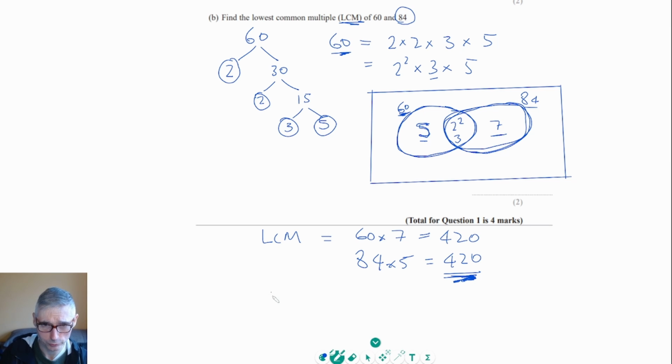But just out of interest, whilst we're on this one, if we wanted to find the HCF, which is the highest common factor, which means what's the highest number that will go into the 60 and the 84 in this case, then that's just the numbers in the centre. So the HCF is 2 squared times 3, which 2 squared is 4, so it's 4 times 3, which is 12. So this Venn diagram method is very useful for finding LCMs and HCFs.